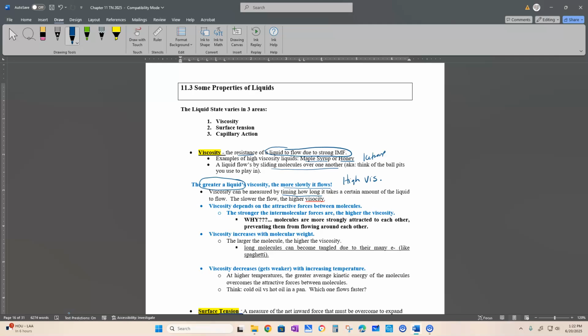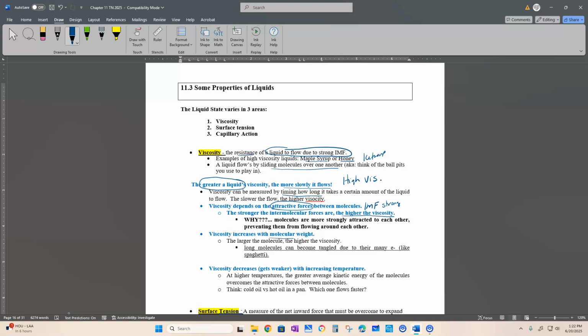Viscosity also depends on attractive forces, aka intermolecular forces. The stronger the forces, the higher the viscosity. So really strong forces have high viscosity. And why is this? Because molecules are more strongly attracted to each other and it prevents them from flowing around each other. So when you have very strong forces, especially London dispersion forces, it prevents them from flowing faster.